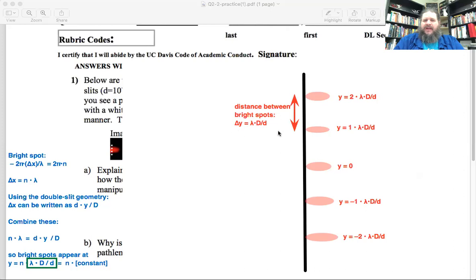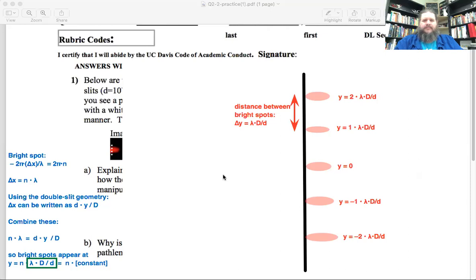Is there any way we could change that? Is there any way we could make these bright spots further apart or closer together? Couldn't you make the screen farther away from the slit? Yeah, if you take the screen further away from the slits, that's increasing big D. So that means the delta y would be larger. The spots would be spaced further apart. So moving the screen back and forth changes capital D and therefore stretches or compresses the pattern. What else would have that effect?